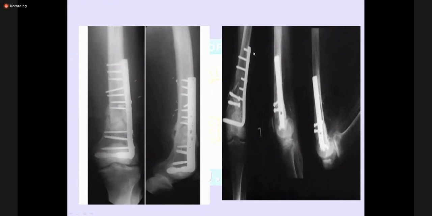The condylar blade plate. You may have a question in your mind: why is the same fracture fixed by different modalities? This is the old one. Condylar blade plate was the previous implant, but nowadays DCS and distal locking femoral plates are used for distal third femoral fractures or supracondylar and intercondylar fractures of the femur. So the same fracture is fixed by different devices. The DCS, dynamic condylar screw, and the condylar blade plate.